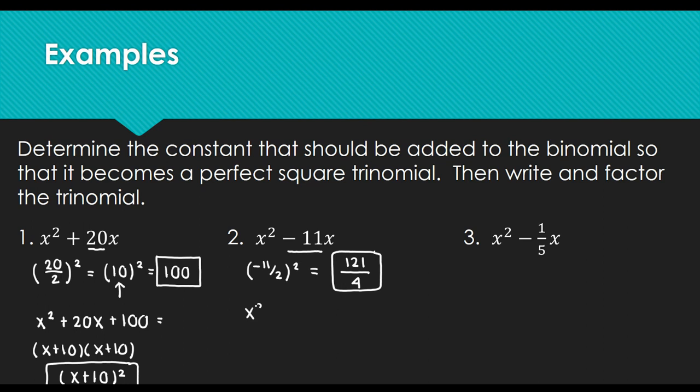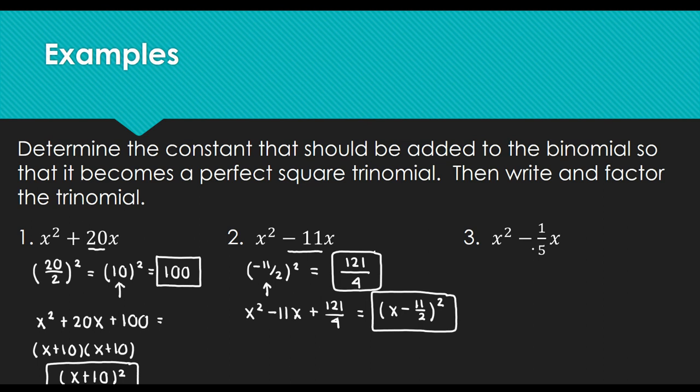So if we have x squared minus 11x plus 121 over 4, once again, this is going to factor, and it factors into the number that I had prior to squaring it. So that negative 11 over 2 is the number that's actually going to be a part of my factored answer. And so because it should be the exact same number, I get to write it as x minus 11 halves quantity squared. And there is my factored answer.